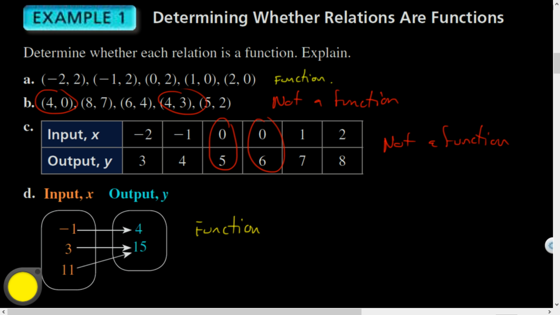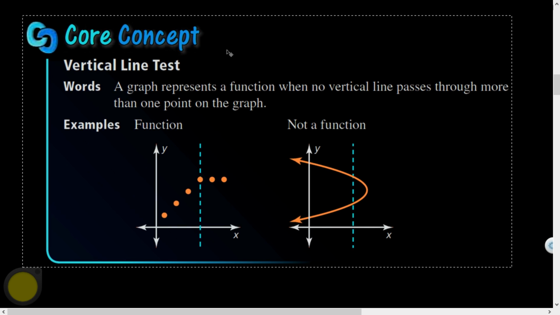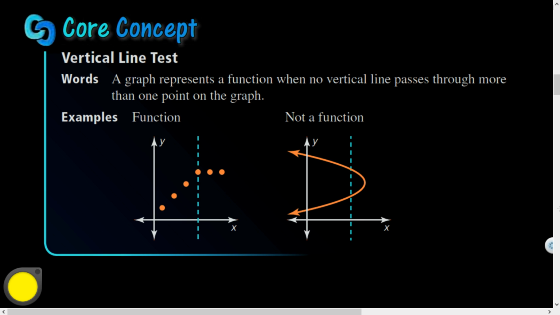All right, here, this is a nice test. This is a test you guys will like. It's not a test as in you have to tell me what you know yet. This is a test for you to determine functionness of things. This is called the vertical line test. It says a graph represents a function when no vertical line passes through more than one point on the graph. So check this out.